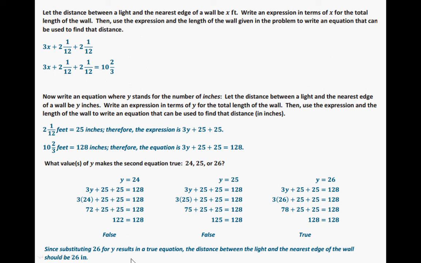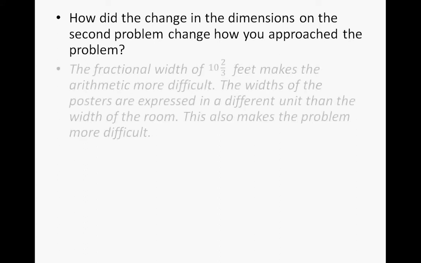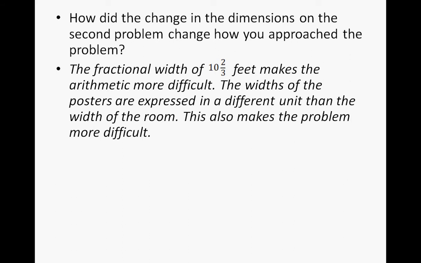And 128 is equal to 128 is a true statement. So since substituting 26 for y results in a true equation, the distance between the light and the nearest edge of the wall should be 26 inches. So how did the change in the dimensions on the second problem change how you approach the problem? Well, the fractional width of 10 and 2/3 feet make the arithmetic way more difficult, and the widths of the posters are expressed in different units than the width of the room. So this also makes the problem more difficult.